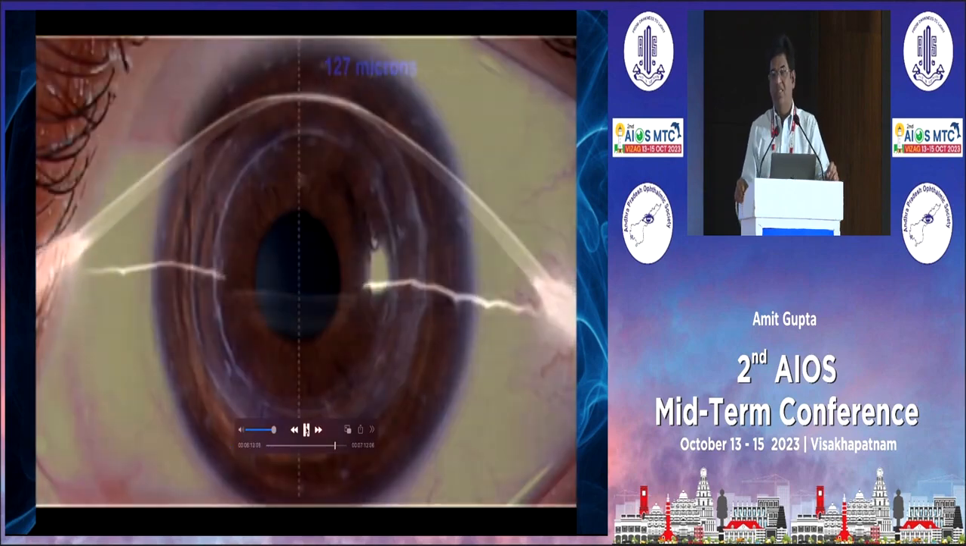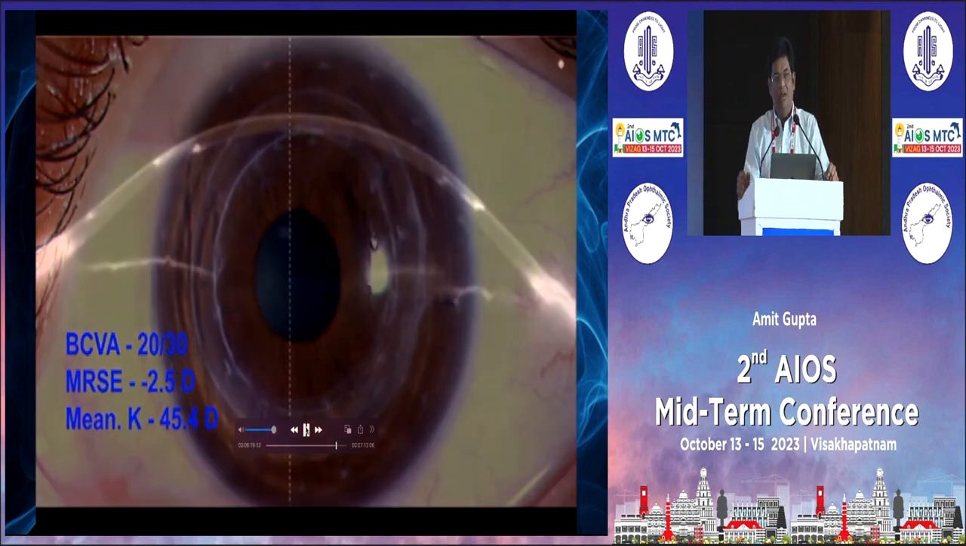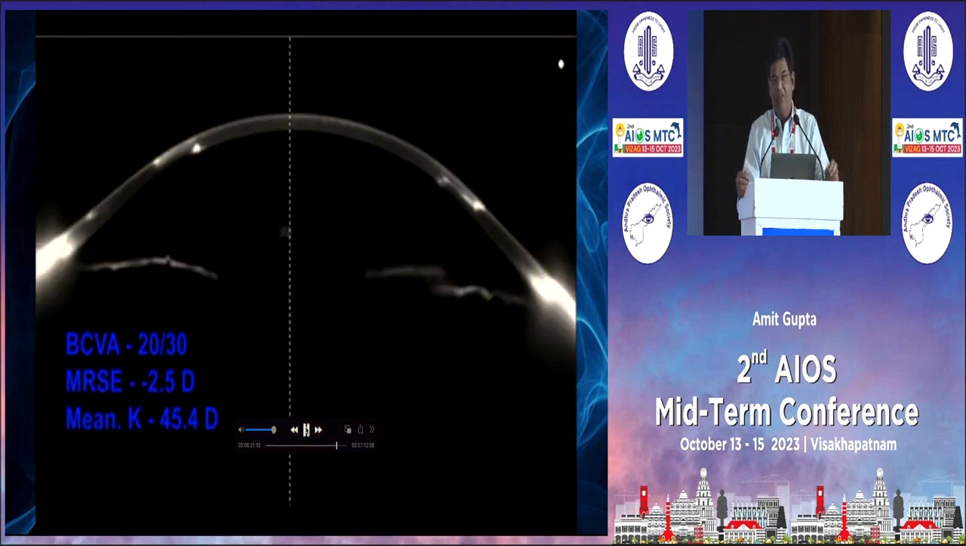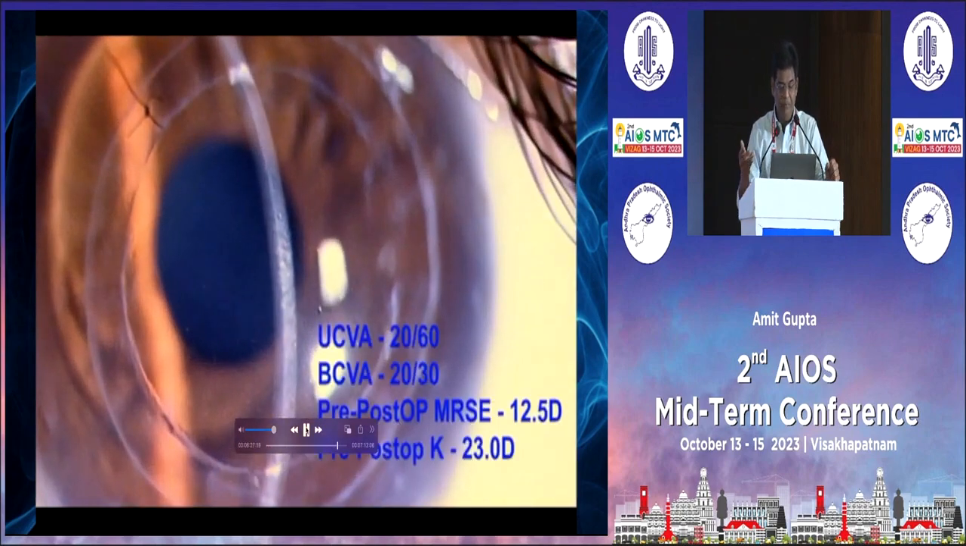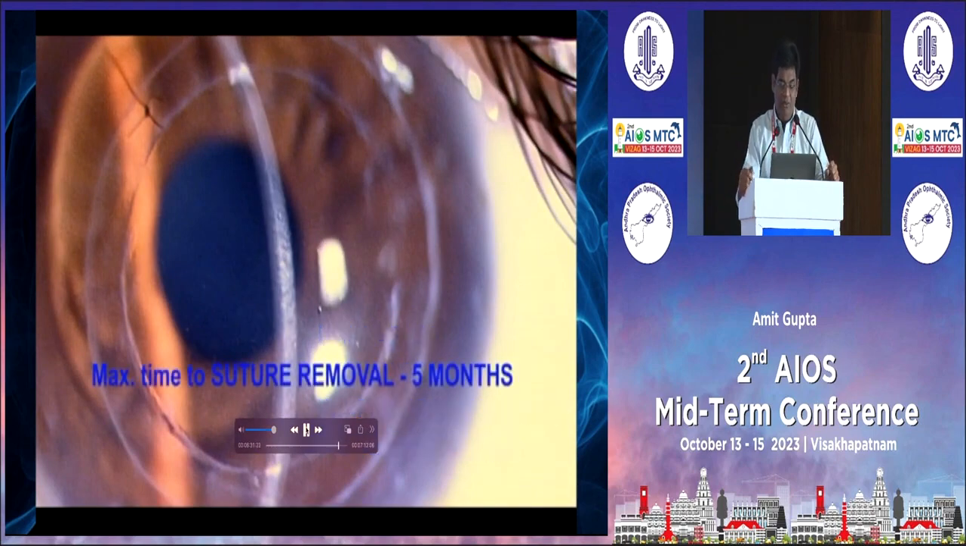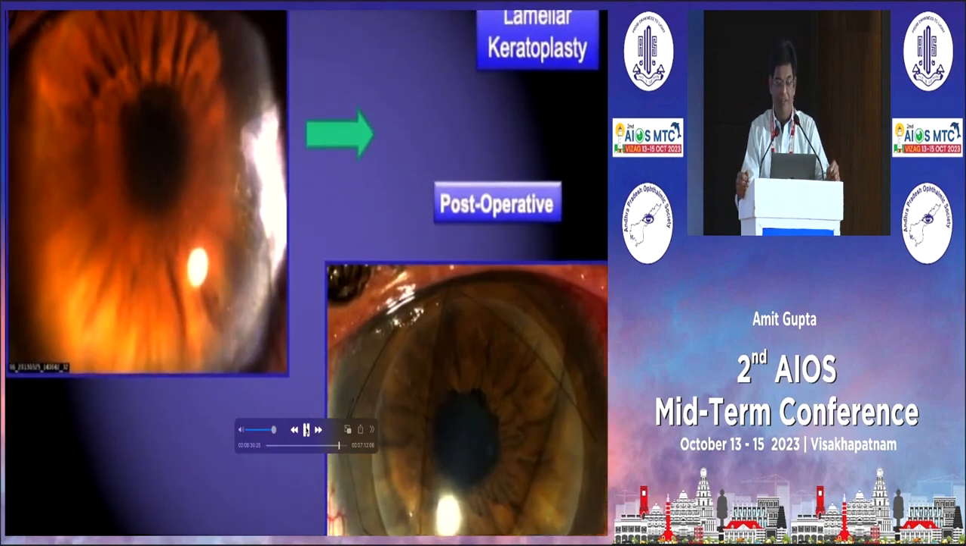So these are so challenging when it comes to doing a routine PK. But because we are giving that little collar around the graft, it significantly strengthens the cornea and gives great visual results in these patients, not only the anterior but the posterior surface. And in this case also the improvement in keratometry was 23 diopters, and sutures could be removed as early as 5 months in these patients.